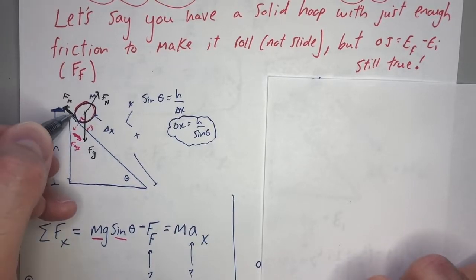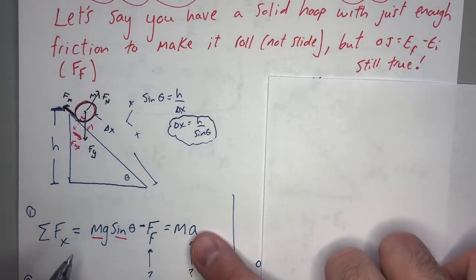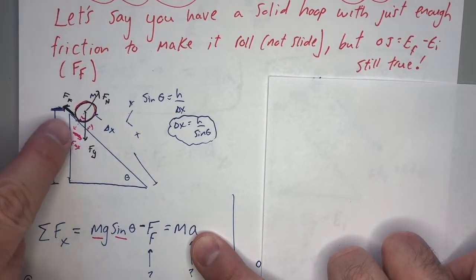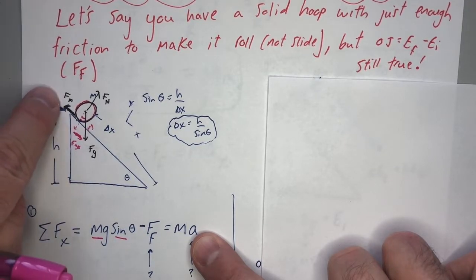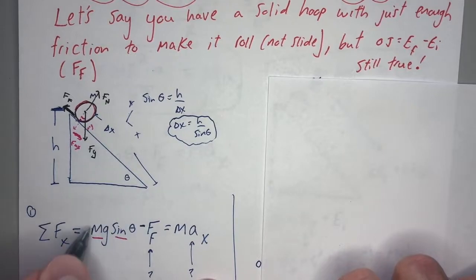And you can see force friction is going up the ramp, so that's minus Ff. So those are your two forces, and you can see my coordinate system is lined up with the ramp. This pink force is parallel to the ramp. Ff is lined up with the ramp. So we have two forces in the x direction. And Newton said F equals M times A.